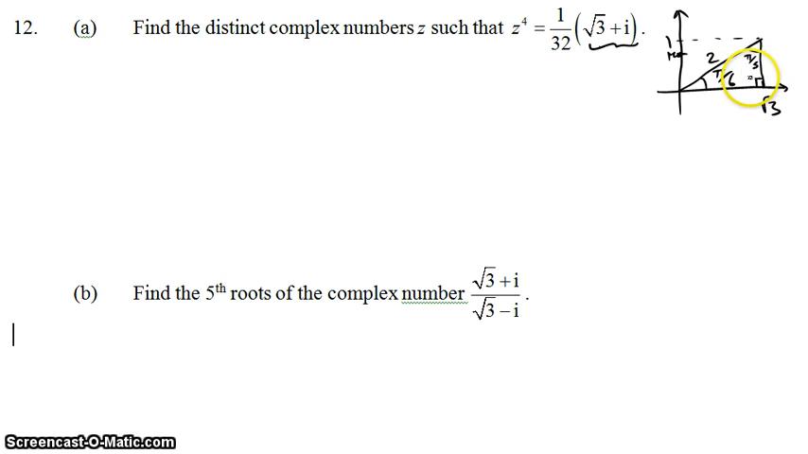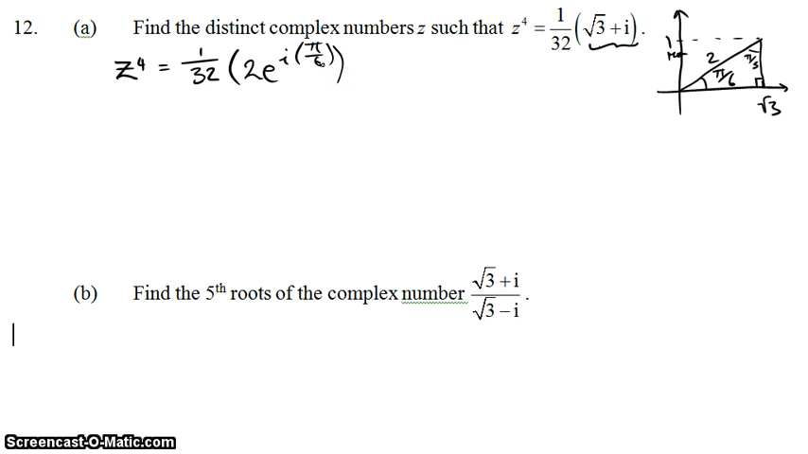So I can say already, and of course I'm going to be using de Moivre's theorem because I'm going to be taking a fourth root. But the first thing I want to do is write this complex number as an exponential. That's why I make this observation at the start. So z to the power of 4 is equal to 1 over 32, and this number is 2e to the i pi upon 6.